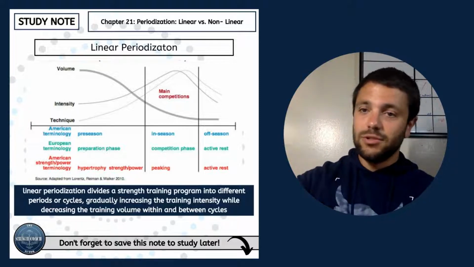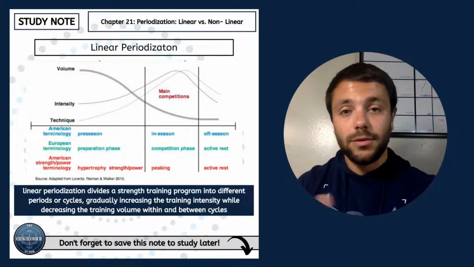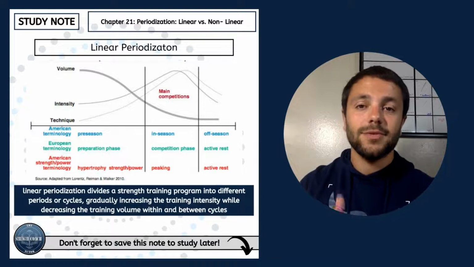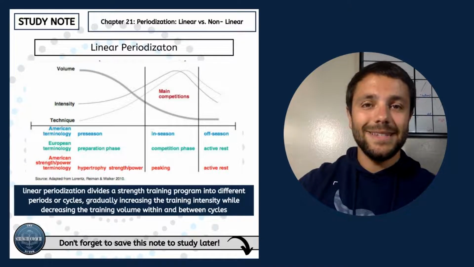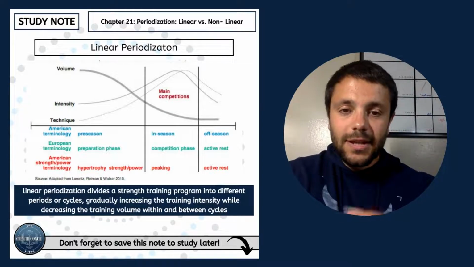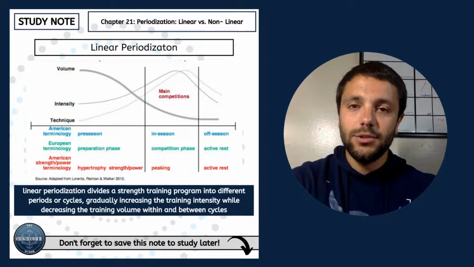If you have, let's just say, 20 basketball games throughout the course of a season, you want to maintain that same performance throughout the whole season. You want to maintain those gains you made in the off and the preseason throughout the course of that in-season.